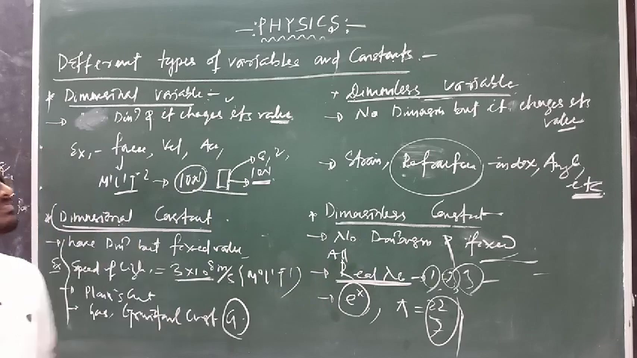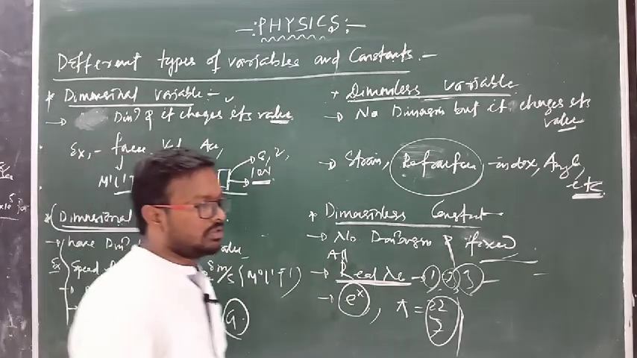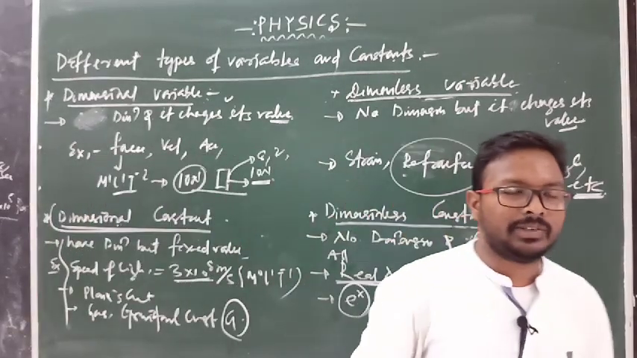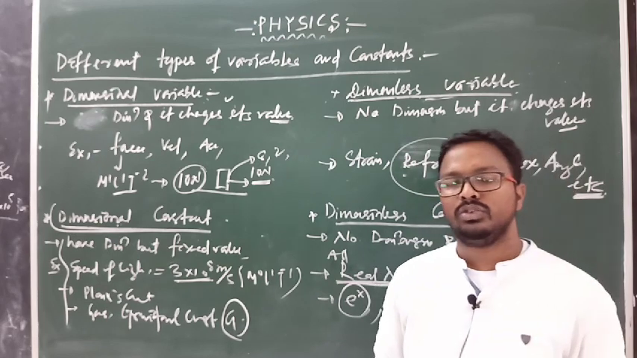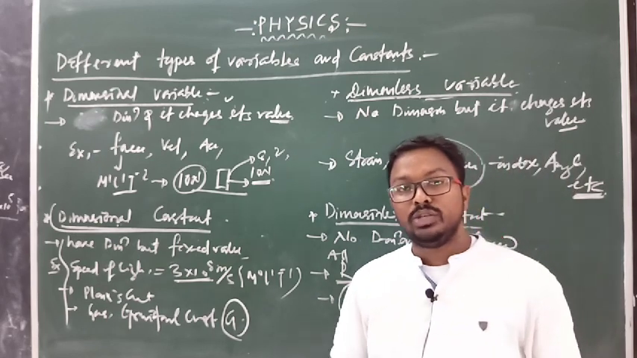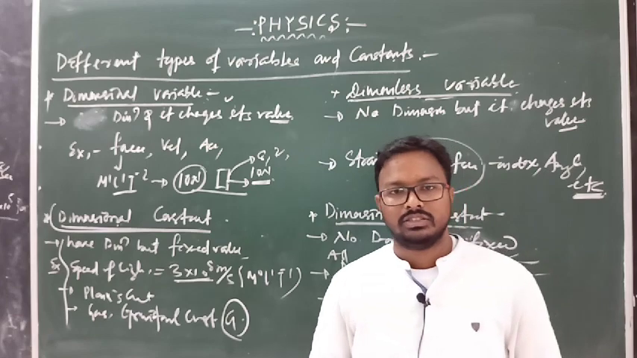Clear? So these are all about different types of dimension and dimensional formula. Clear? Next class we will start uses of dimension. Thank you all.